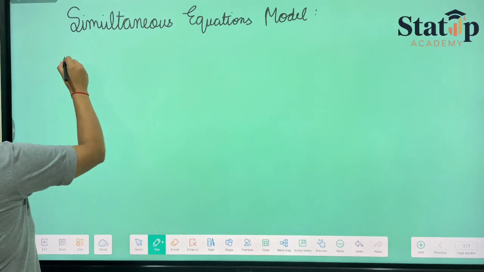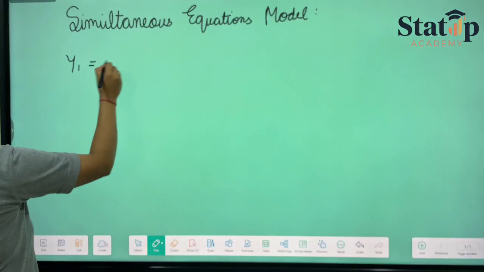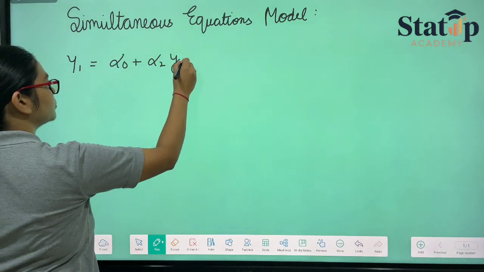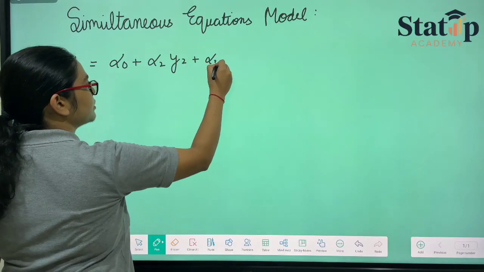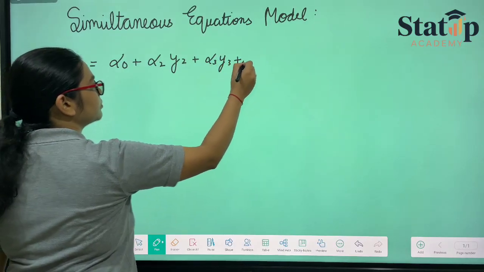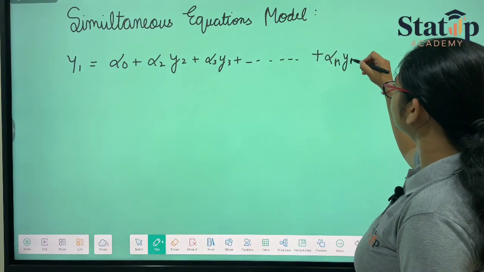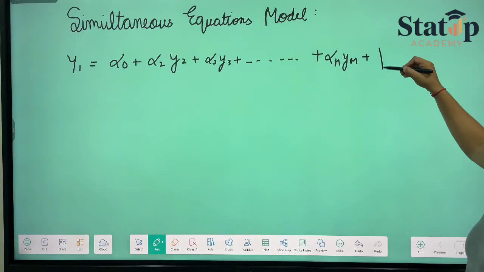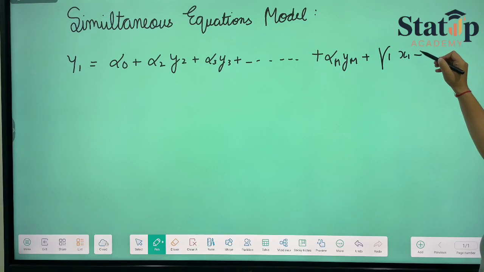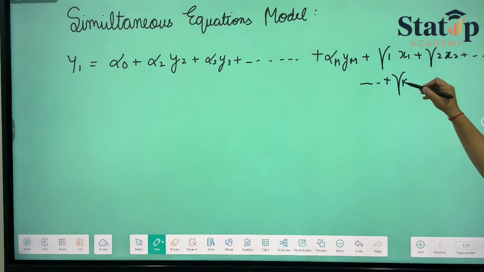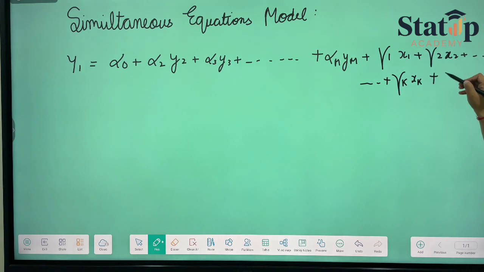So, suppose we have one model y1 is equal to alpha naught plus alpha 2 y2 plus alpha 3 y3 up to alpha m ym plus gamma 1 x1 plus gamma 2 x2 and so on up till gamma k xk plus ut. This is the first equation model.